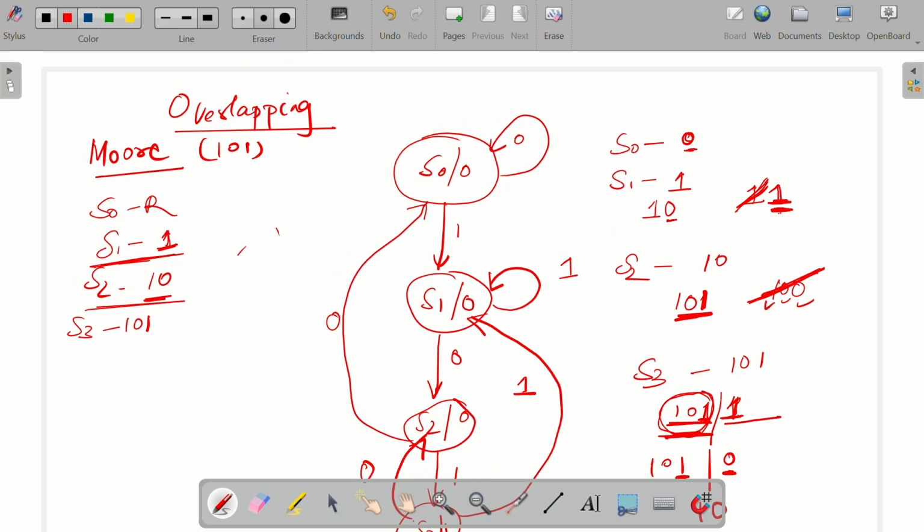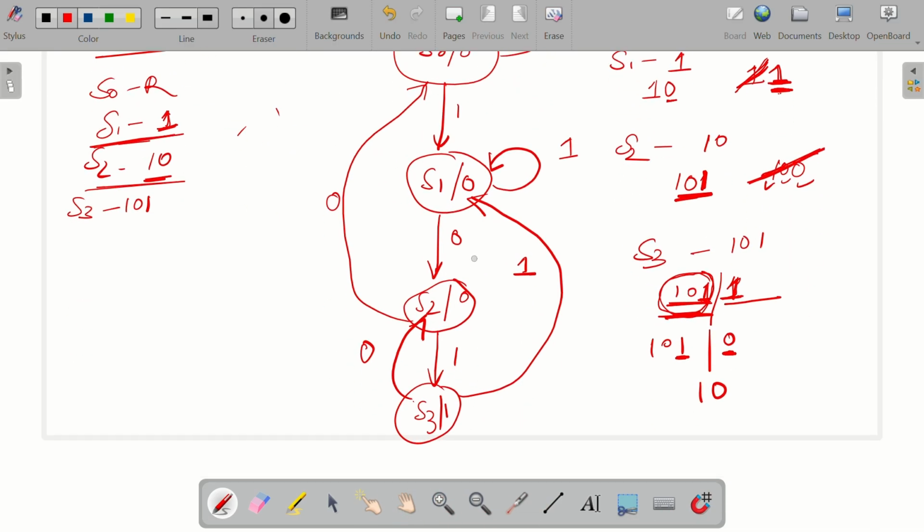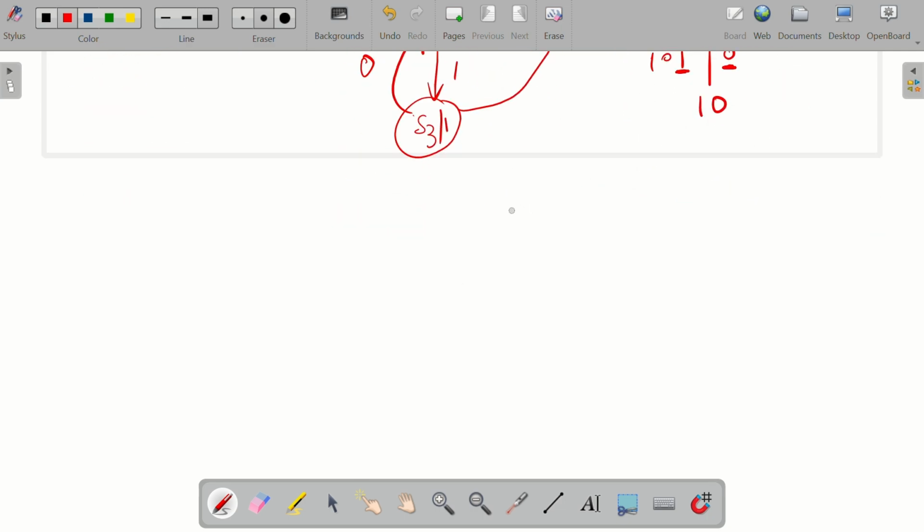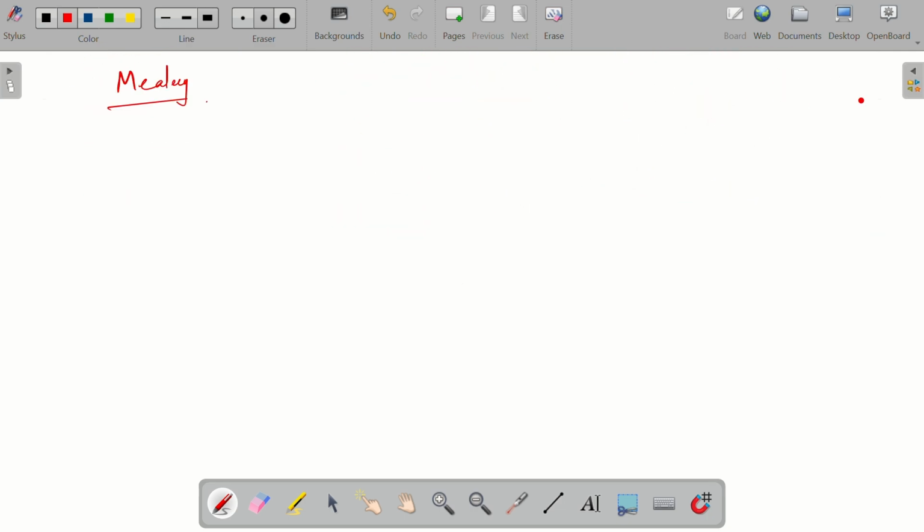So I hope this was clear. This was a Moore type machine, and in Moore type machine we have seen the number of states increases because the outputs are determined by your state and not by your inputs. Now we will move to your second case, which is your Mealy type.